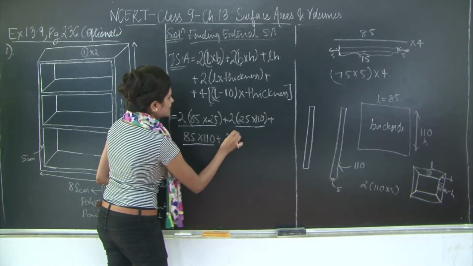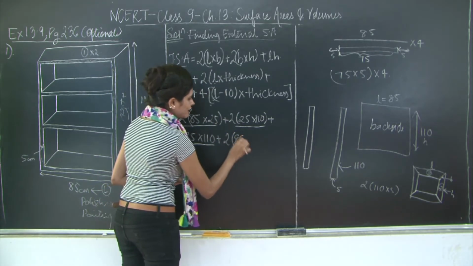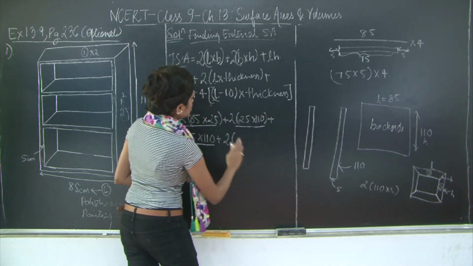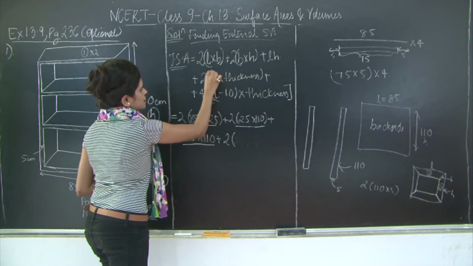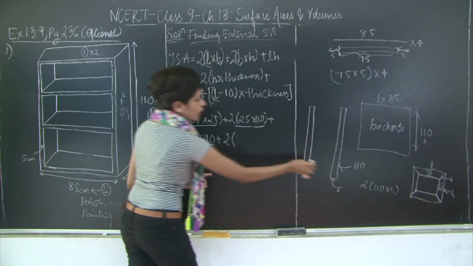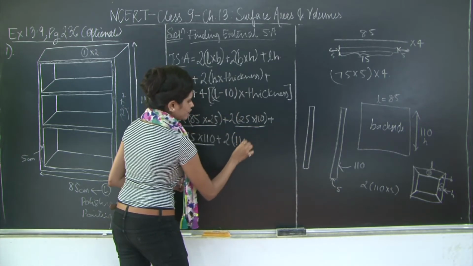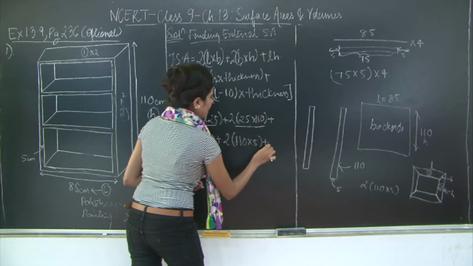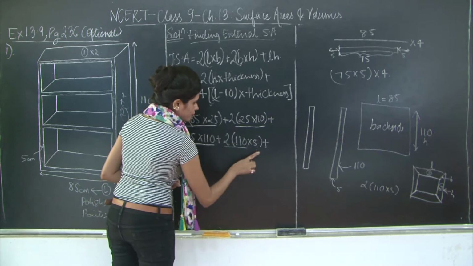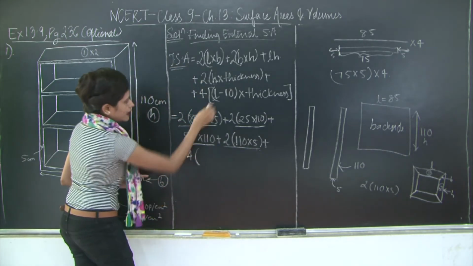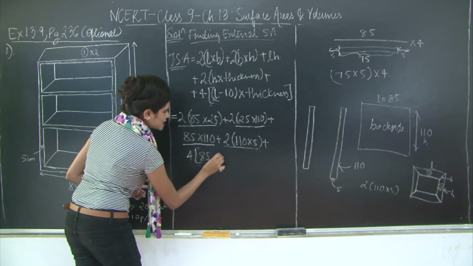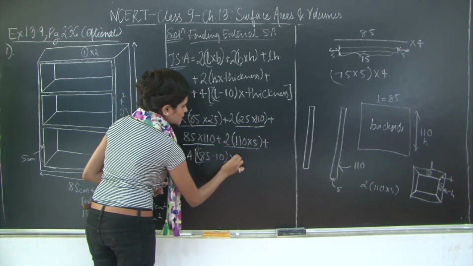Plus twice length into thickness, so 85 into 2. Sorry, this is going to be height into thickness. Why? Because this is the height width that we are talking about, right? So height is what? 110 into 5, plus 4 times, I'm going to underline this as well, length minus 10, so this is going to be 85 minus 10 into thickness which is 5.